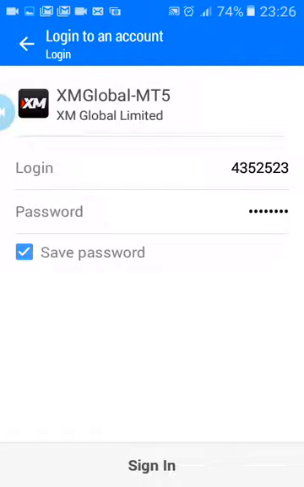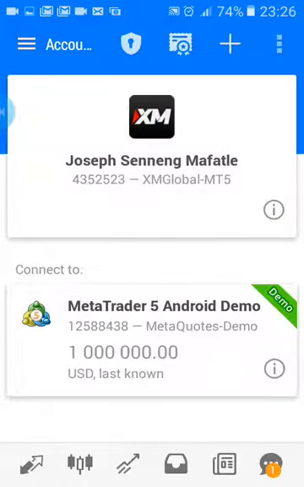So logging in is my account number, as you can see it there, and then the password there. From there I will save my password, then I will press sign in, and when I sign in, it will give me the indication that the account is now officially opened and I'm ready to use my account.